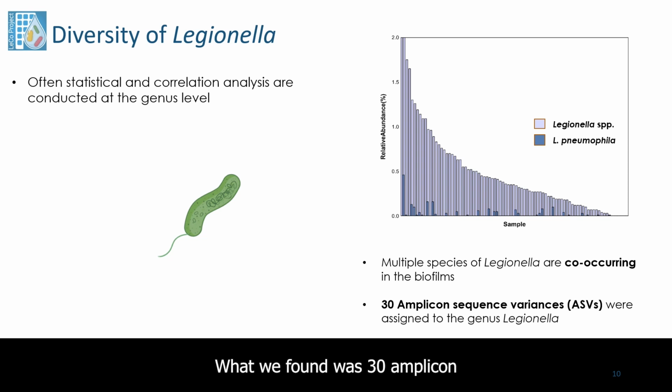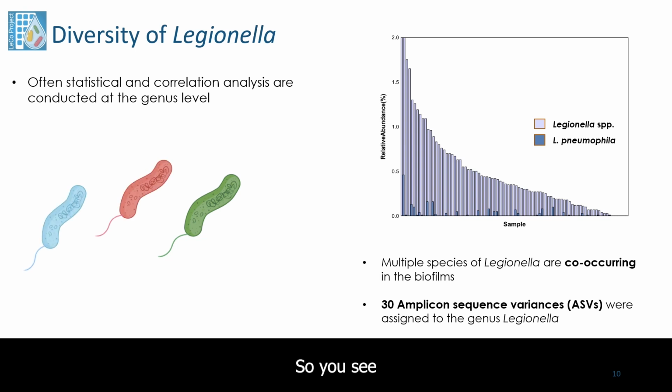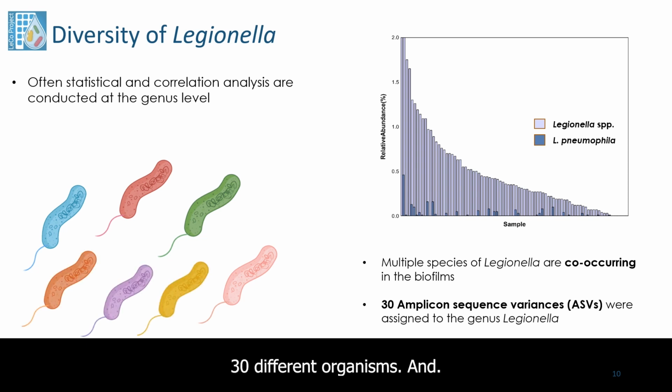What we found was 30 amplicon sequence variants. You need to see these amplicon sequence variants as 30 different types of Legionella that we have in our samples, and they were assigned to the genus Legionella. So you see, from looking at only one organism, we are now looking at 30 different organisms.